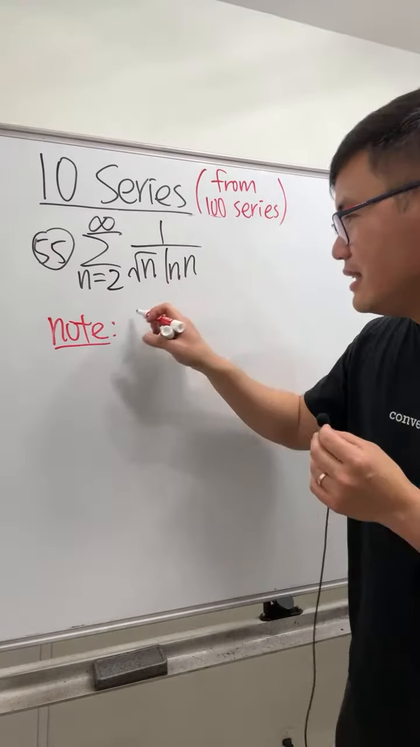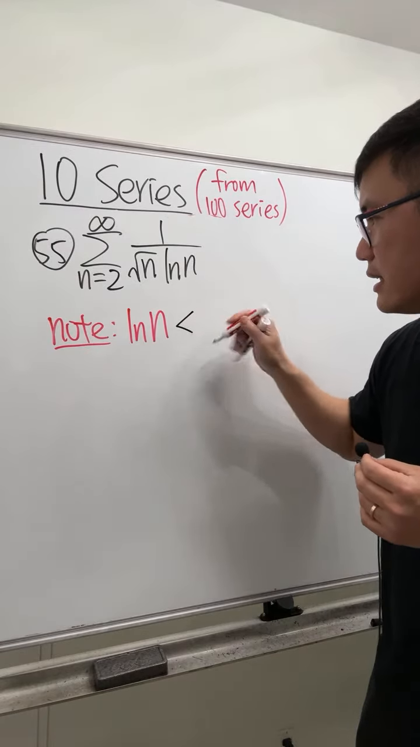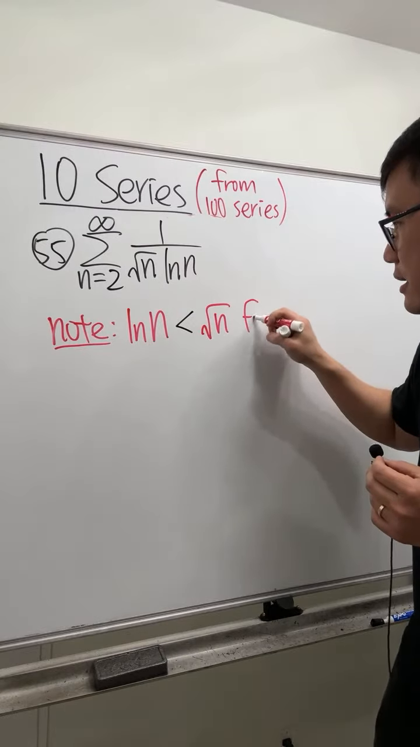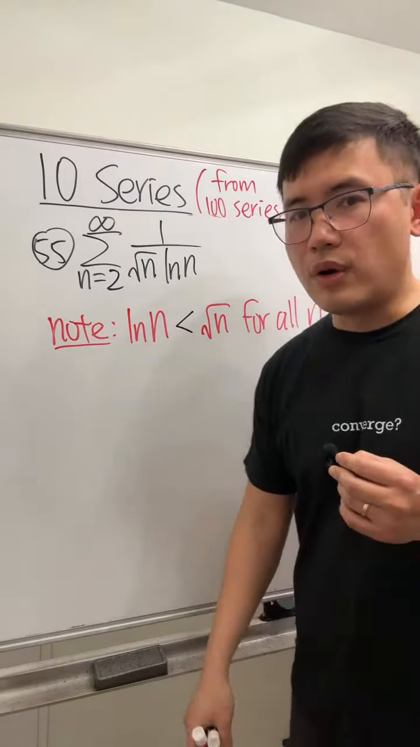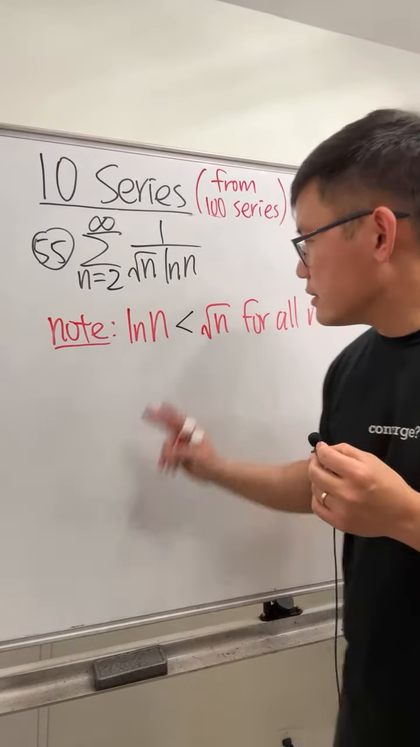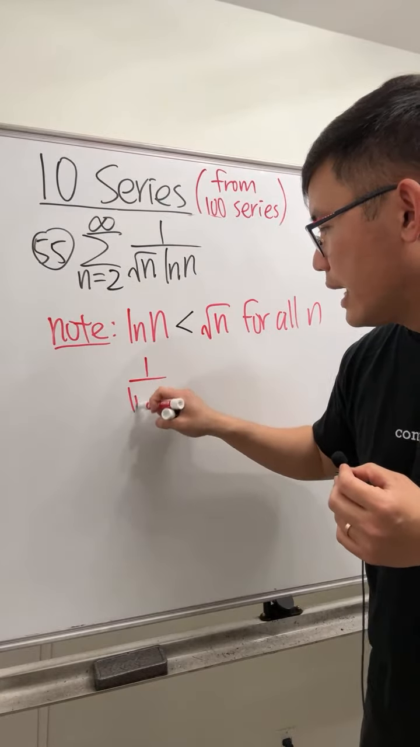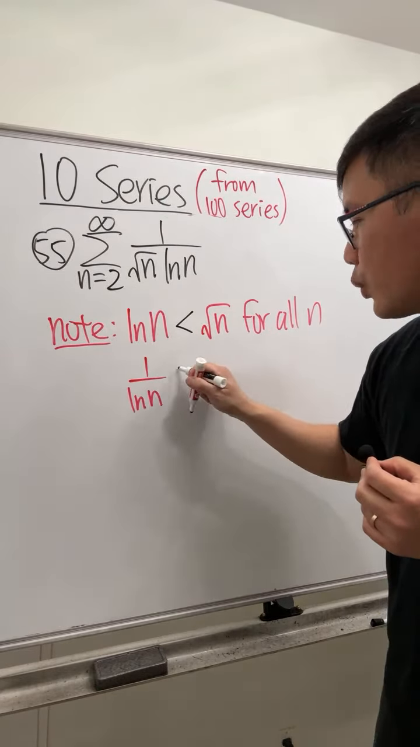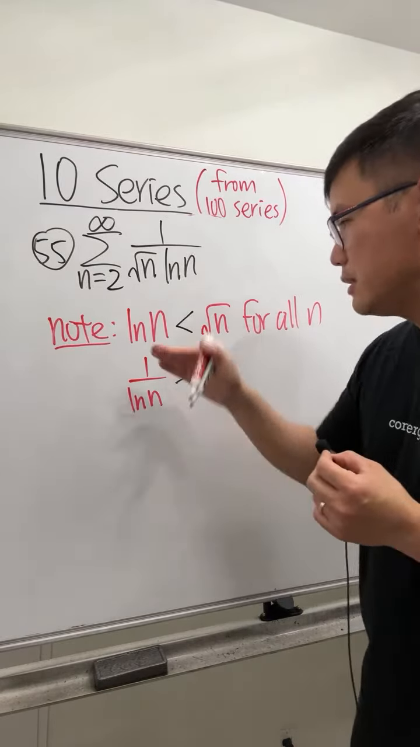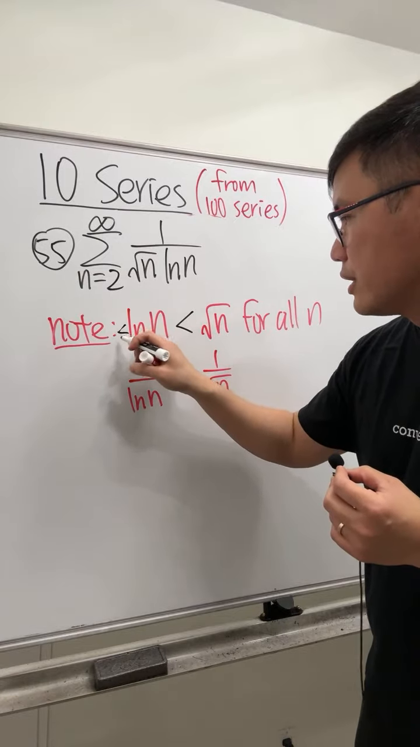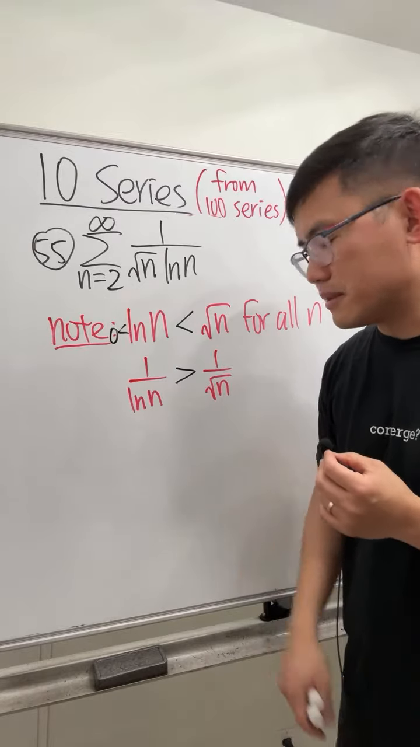The fact is, if you have ln n, this right here is always less than square root of n, and this is true for all n. So now if you just take the reciprocal on both sides, we get 1 over ln n will be greater than 1 over square root of n. Especially since everybody is positive, you can just reciprocate both sides without worry about the sign.